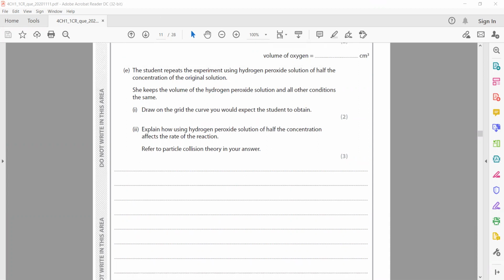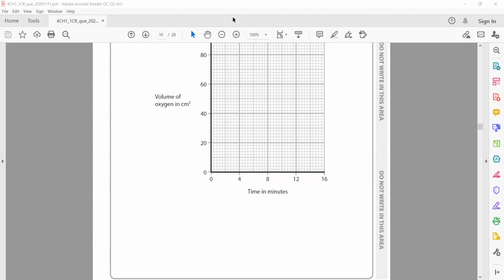So if we halve the concentration, the rate will decrease as well as the amount will also decrease. Like if this was giving say 80 cm cube of gas, then the rate will be slower and the amount half of it, like 40 cm cube of gas.